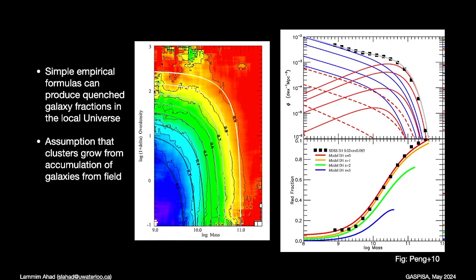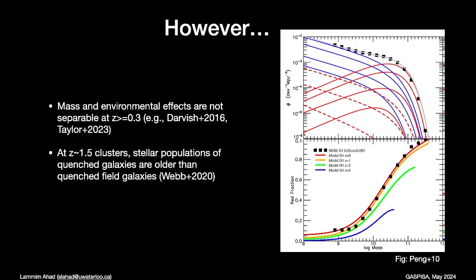When I call it a simple empirical model, it's because it's based on two very simple but effective assumptions. Number one, the effects of mass and environment in quenching galaxies are separable. And number two, the clusters grow from accumulations of galaxies from the field. So basically, the distribution of galaxies in cluster halos and field halos is not very different. Now, while that is true based on the observation of the local universe, we see that it starts to break as early as redshift 0.3.